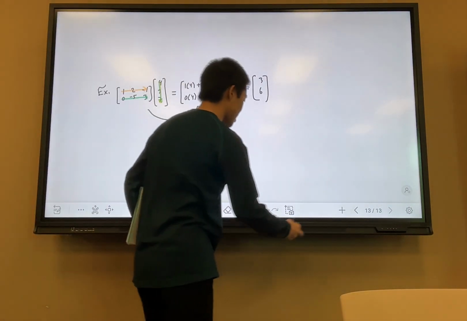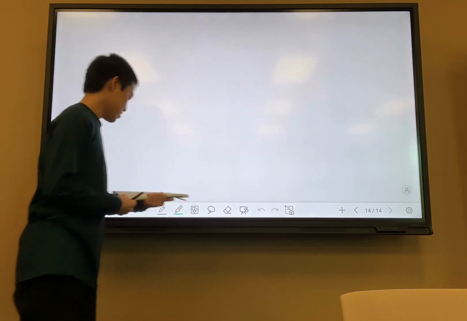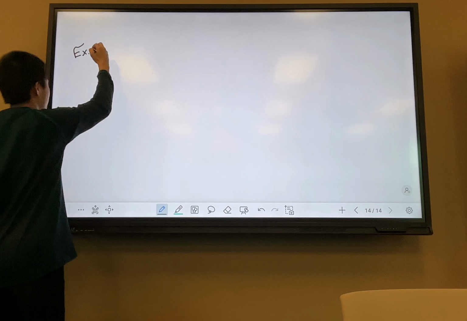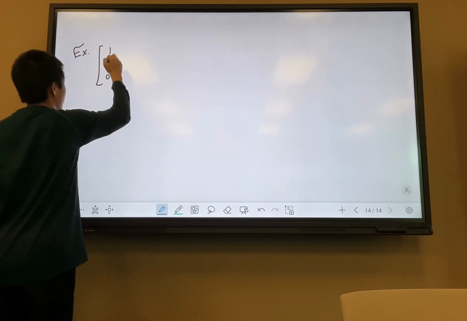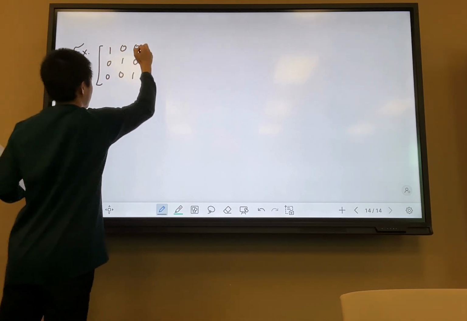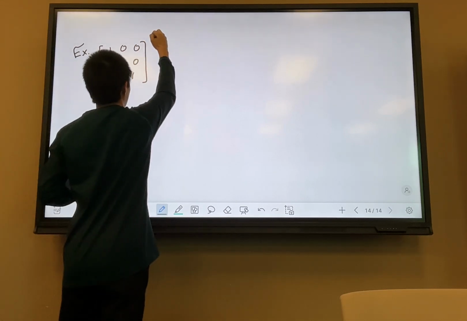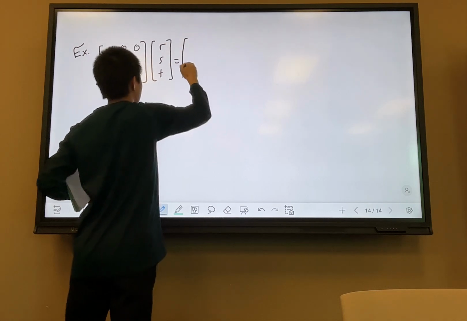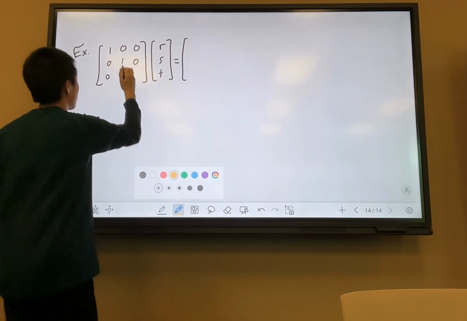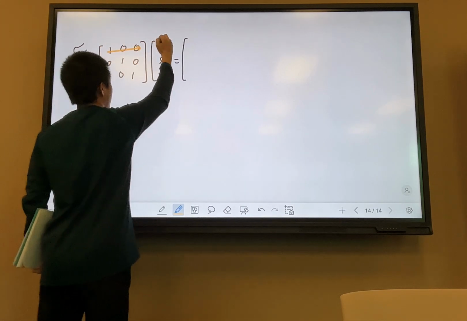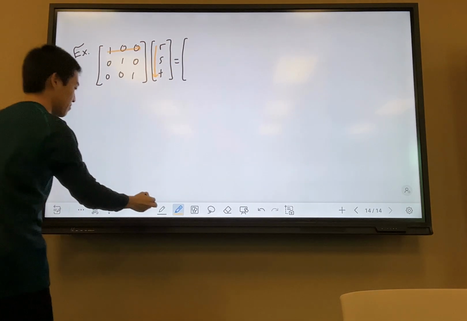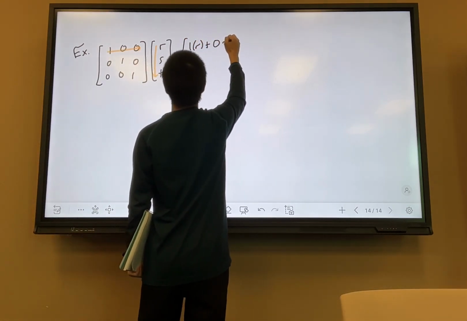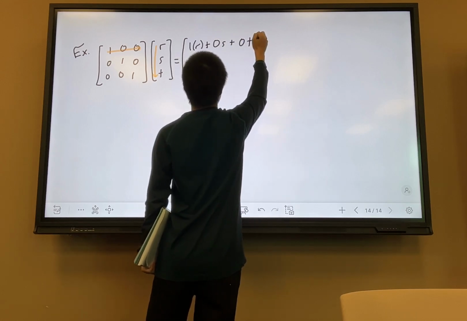All right, if we know that type of algorithm, it's actually kind of an interesting thing that happens, and it'll motivate a definition that's really easy. Say I have the matrix 1, 0, 0, 0, 1, 0, 0, 0, 1 times the vector r, s, t. If we go through our little rigmarole, left to right, top to bottom, I've got 1 times r plus 0 times s plus 0 times t.